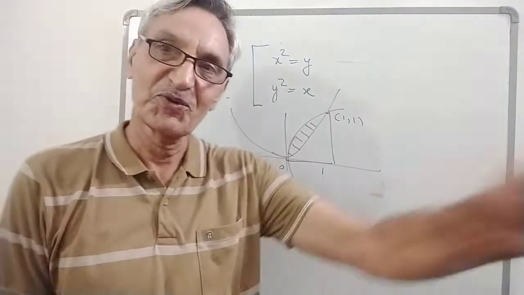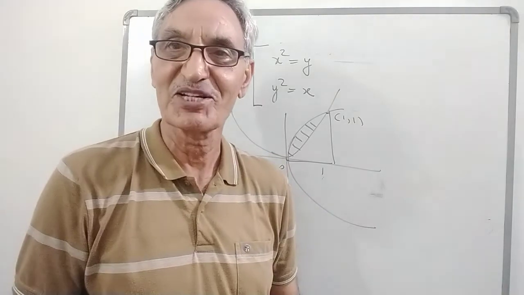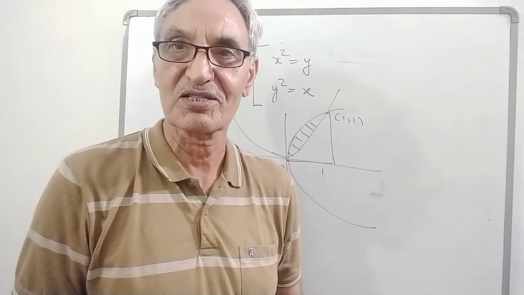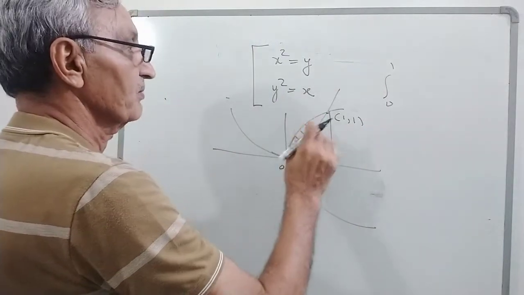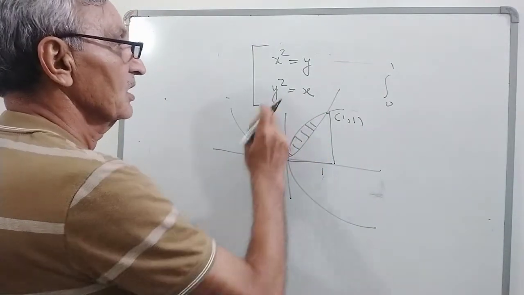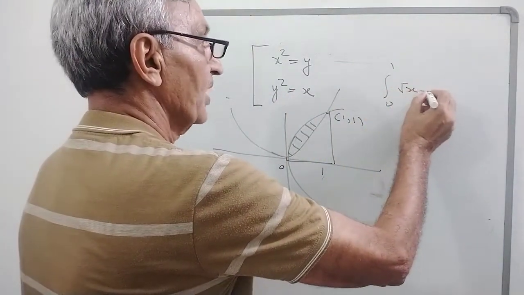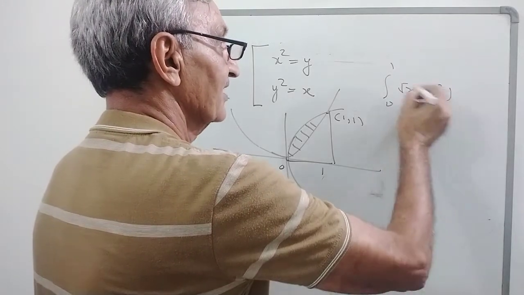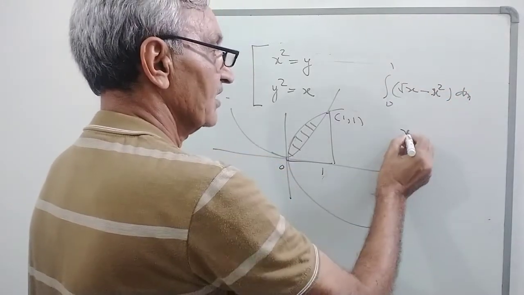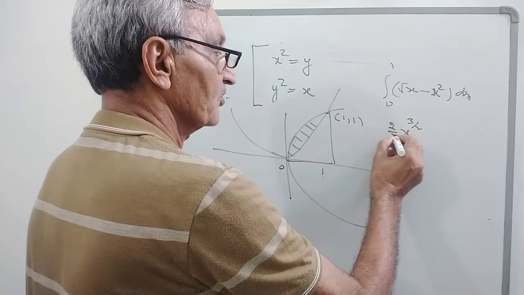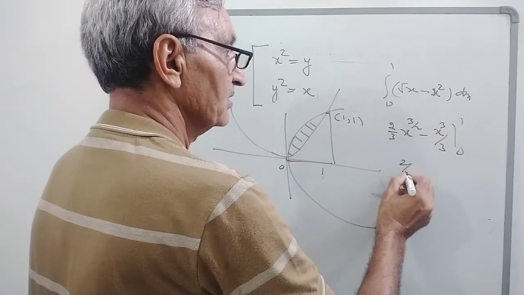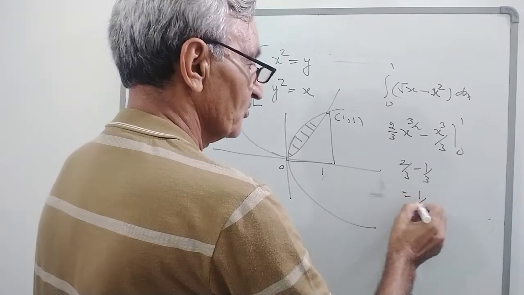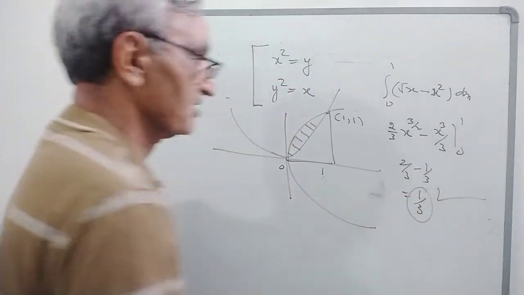Finally, I hope you could find the point of intersection by solving these two equations. Then from 0 to 1, y upper is under root x and y lower is x square, dx. Find the answer. X raised to power 3/2 over 3/2 and x cube by 3, from 0 to 1. Put in: 2/3 minus 1/3 is equal to 1/3 square unit. That is the answer.